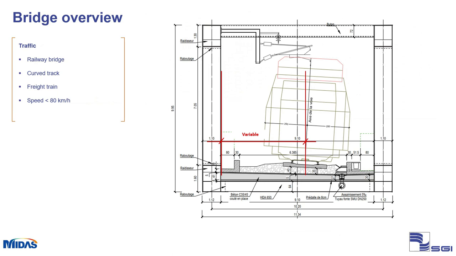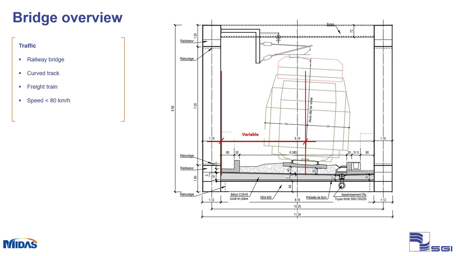About traffic nature, our bridge will support a curved railway track. The curvature of the track, combined with the straight direction of the lateral Warren trusses, is the reason why the deck lateral span is over 9 meters. Traffic type will be freight trains and the maximum speed is 80 km per hour. Traffic speed is an important parameter for structural design, in particular for fatigue stress verifications as per Eurocode 3.